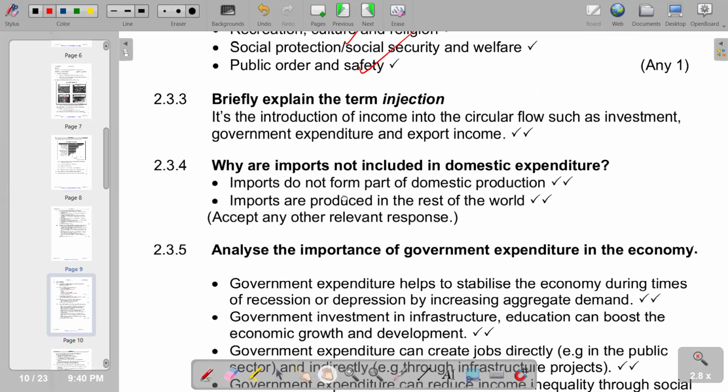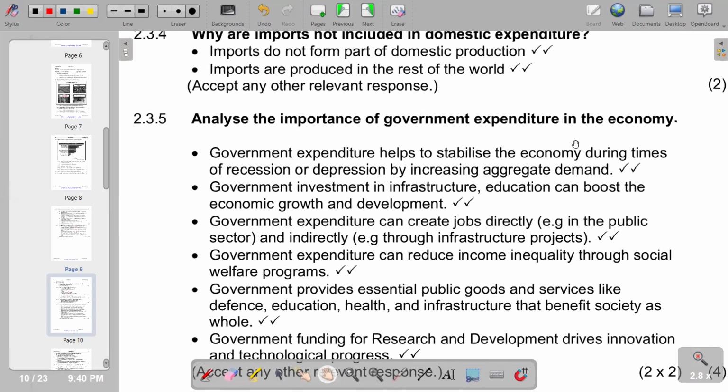Then 2.3.5, analyze the importance of government expenditure in the economy. Government expenditure, we know that this is an instrument that is used by the government in the fiscal policy. We are talking about the issue of grants fall under government expenditure. The issue of subsidies fall under government expenditure. So even the other expenditures that are done by the government fall also under government expenditure. For instance, infrastructural development is also part of government expenditure. So you see that government expenditure is extensive.